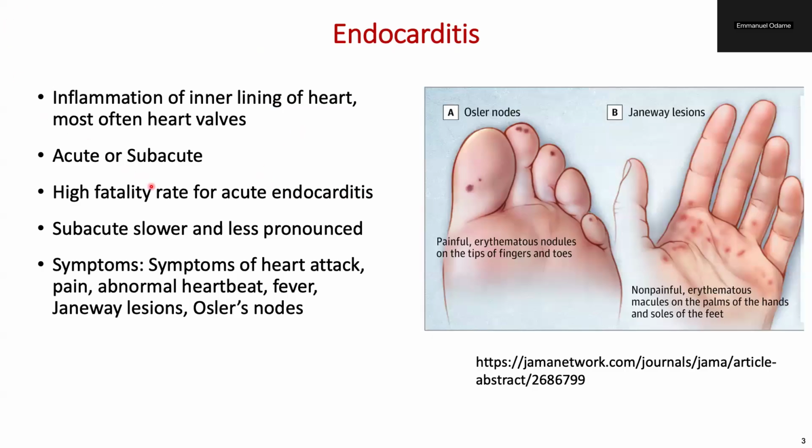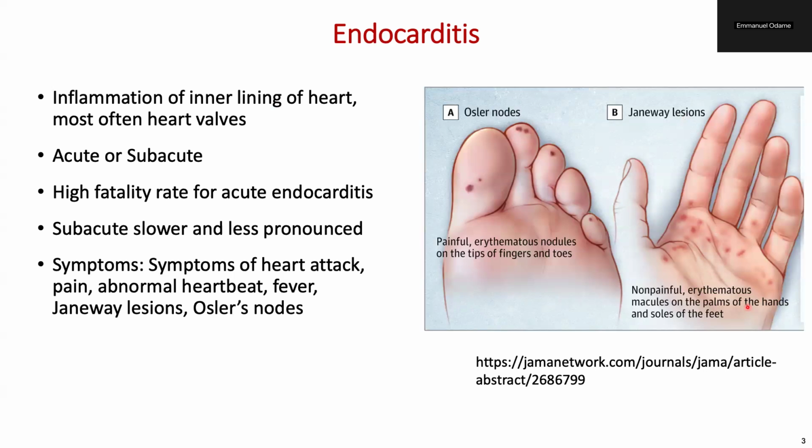It can be acute and it can be subacute. There's a high fatality rate for the acute endocarditis, and then the subacute one has a slower and less pronounced rate. Symptoms include having a heart attack because obviously they're affecting your valve. You also have abnormal heartbeat. You have fever. You have Janeway lesions and Osler nodes. So as we can see from here, we have the Osler node present underneath your feet. Then we have the Janeway lesions, which are non-painful markers on your palms, which we can clearly see from here.